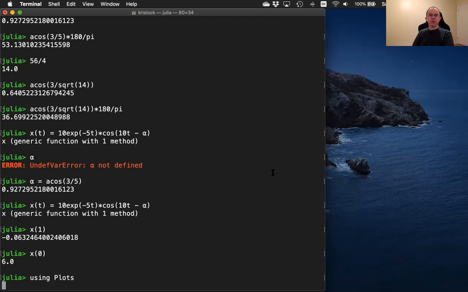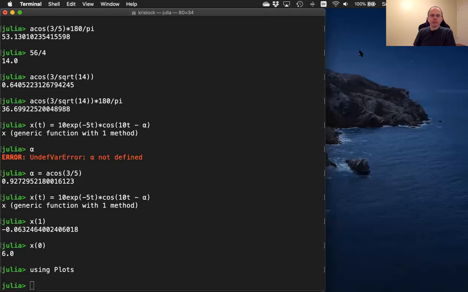And this might take a bit. So I'm just going to pause recording for a sec. All right, so I loaded the Plots package. And now we should be able to plot this function x. Let's do it from 0 until 10, 10 seconds I guess. So we'll see what that looks like.